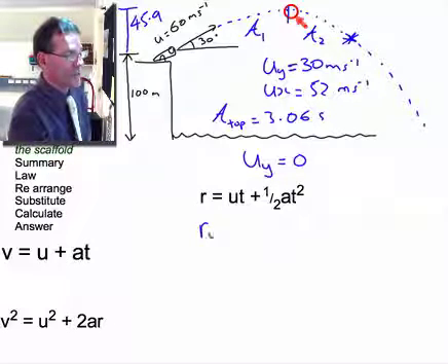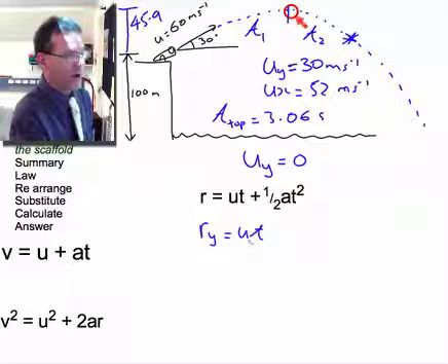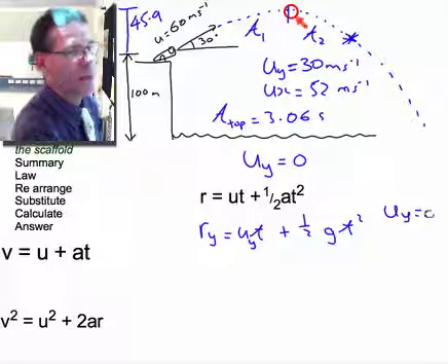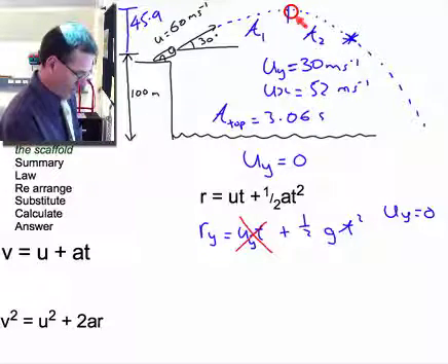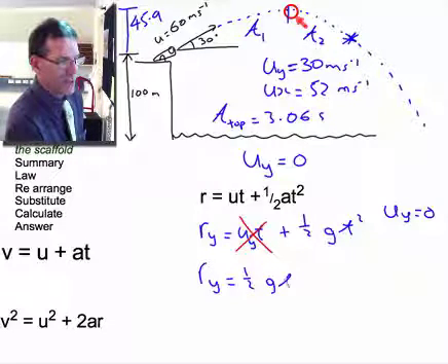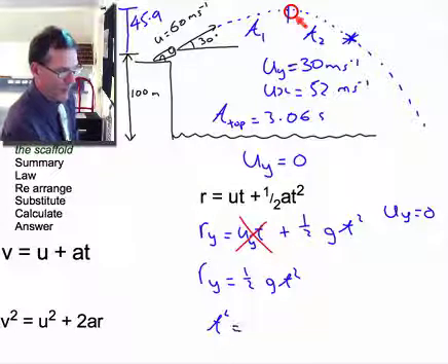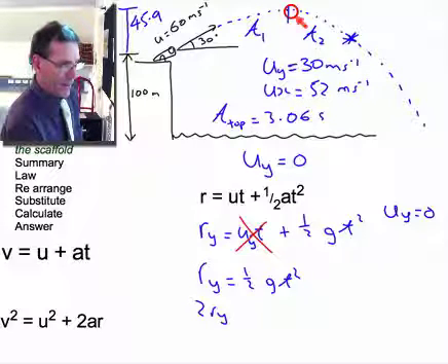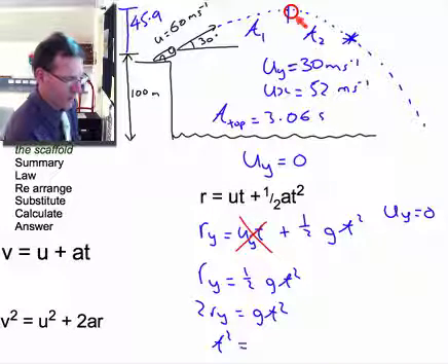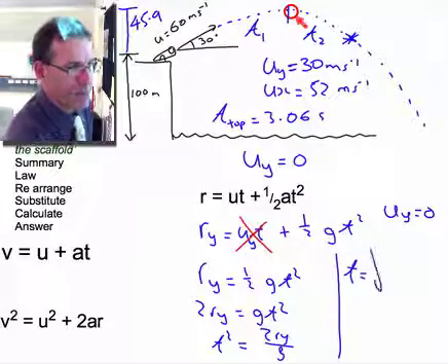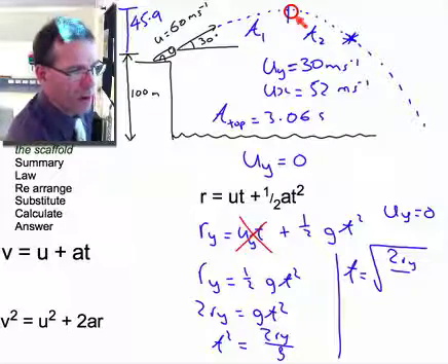Again, we're purely considering the y component: ry equals uy t plus a half g t squared. But remember uy equals 0, which means that term just disappears. So ry is a half g t squared. Let's do one step before that: 2ry equals g t squared, so therefore t squared equals 2ry on g, or t is going to be equal to the square root of 2ry on g.